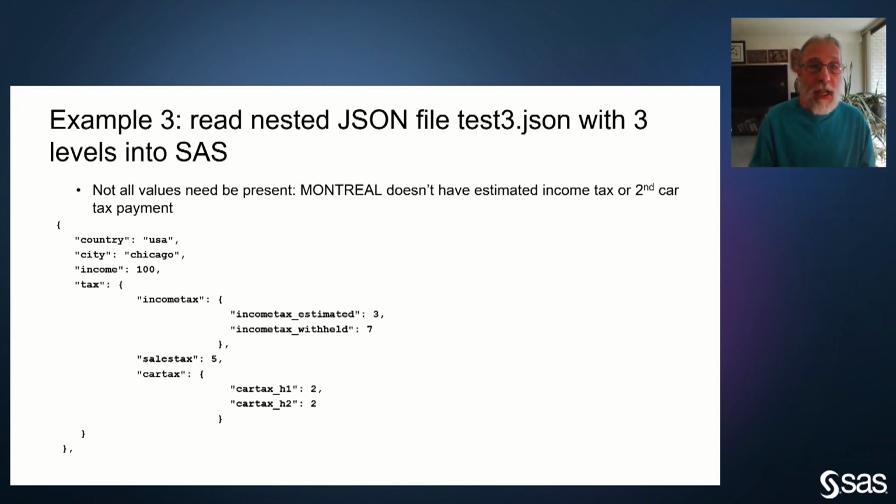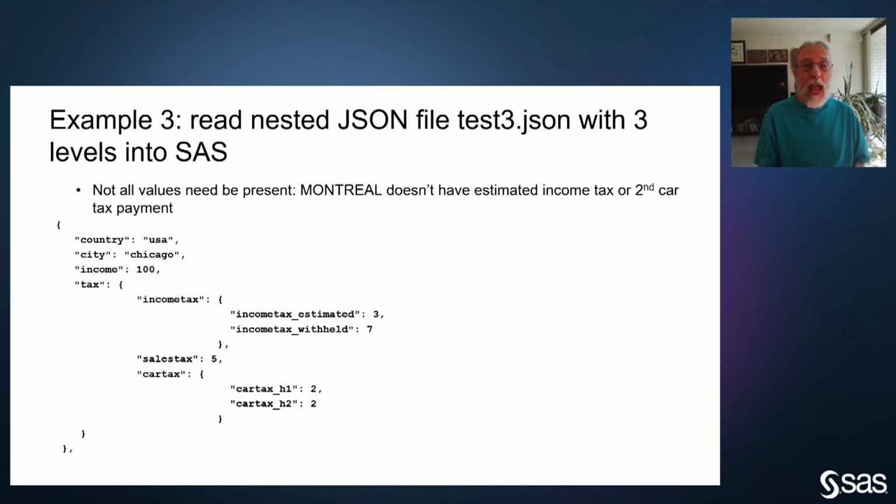Okay, next example. Now we're going to get a little bit more complicated. Now we have nesting on 3 levels. You can see that there's tax, then income tax, which has income_tax_estimated and income_tax_withheld and so on and so forth. So now we've got 3 levels.